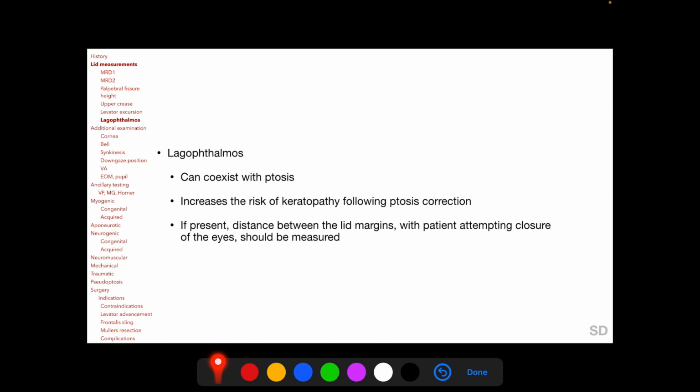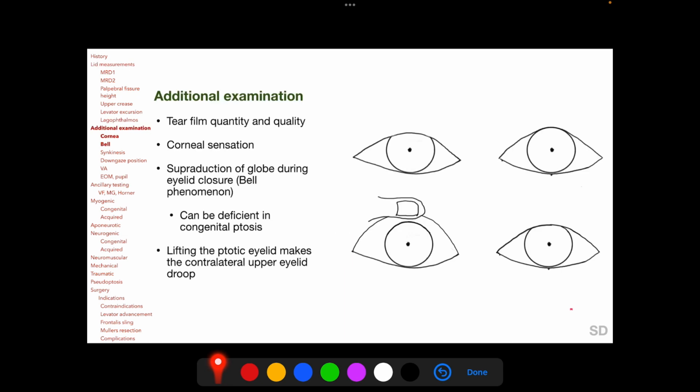If present, lagophthalmos should be measured as the distance between the two eyelid margins with the patient attempting to close the eyes. Additional examination which should be done in a patient with ptosis includes assessment of the tear film quantity and quality, assessment of corneal sensation, and checking for supraduction of the eyeball during eyelid closure, which is also called Bell's phenomenon and which can be deficient in congenital ptosis. These three are very important to prevent or reduce the risk of exposure keratopathy following ptosis correction.